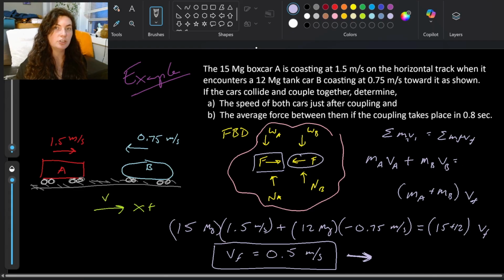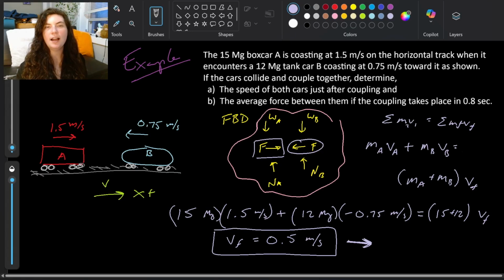So that's our conservation of momentum. And then our next part here says find the average force between the cars if the coupling takes place in 0.8 seconds.